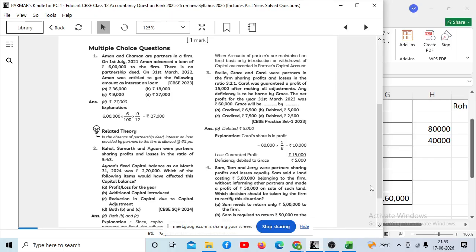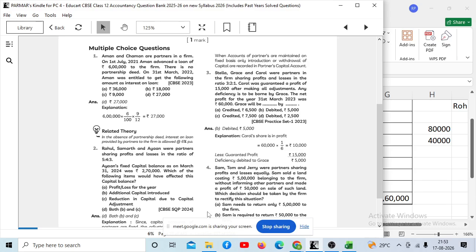Option A, profit or loss for the year. Option B, additional capital introduced. Option C, reduction in capital due to capital adjustments. Or option D, both B and C. So the correct answer is both B and C.